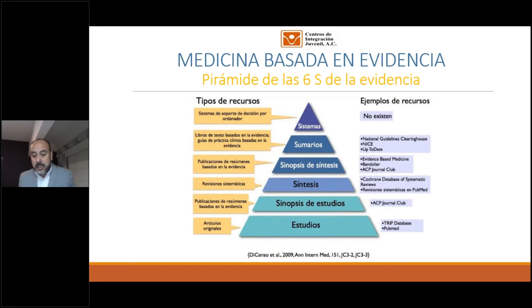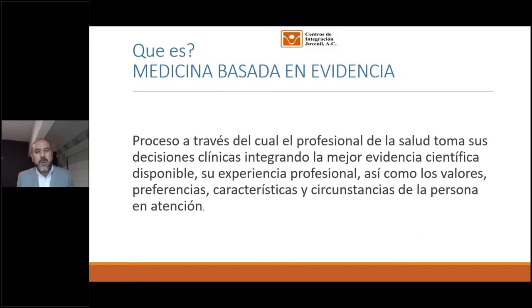Uno de los aspectos muy importantes es que Centros de Integración Juvenil tiene no solamente la parte de la vigilancia epidemiológica, sino que también se hace una revisión sistemática a cada una de las intervenciones que se han manejado. Sí es importante conocer, como lo comentaba Ned, hacer esas revisiones a través de muchos de estos buscadores que tenemos. Lo vamos a comentar un poquito más adelante. No me voy a detener en esto porque Annette fue muy clara sobre qué es la medicina basada en evidencias.